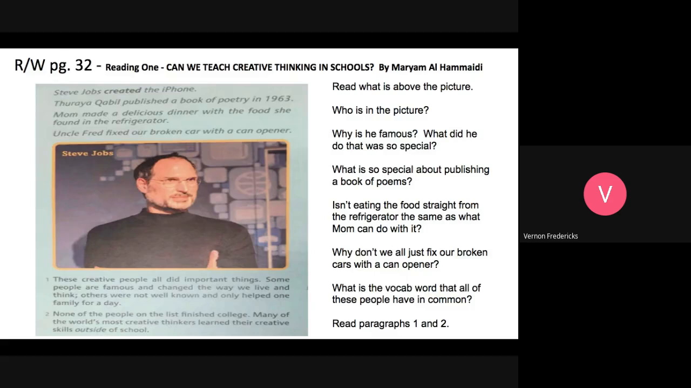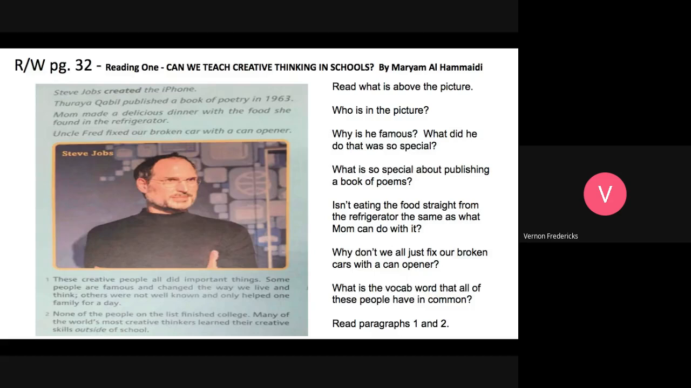Next question is, isn't eating the food straight from the refrigerator the same as what mom can do with it? All right, ask that question again. Isn't eating the food straight from the refrigerator the same as what mom can do with it? No, it's not the same. Mom made new food from food that was already in the fridge. It's like mom made a new dish. Okay, recycle. She recycled it. She made something new with something that was old in the fridge.